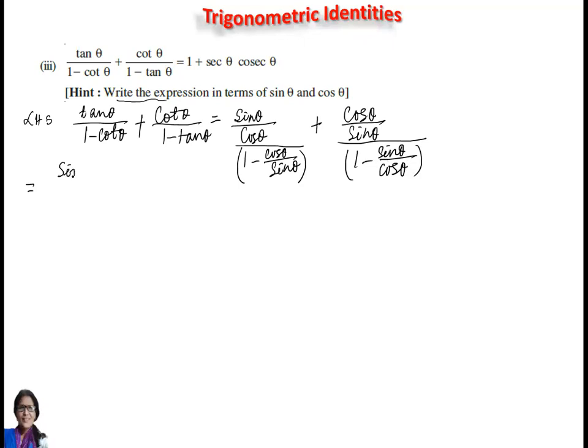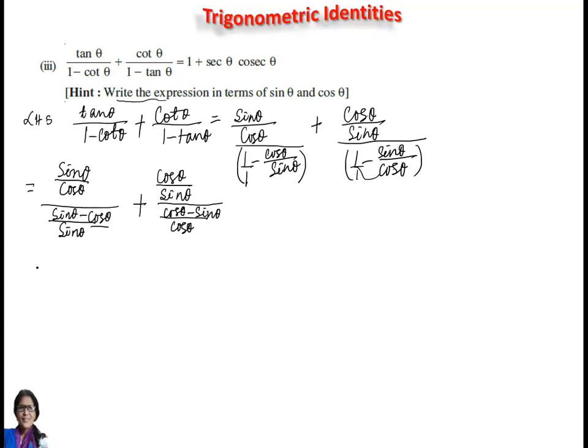First I am doing this denominator because it needs more simplification. Sin theta by cos theta, the numerator part, I wrote; the denominator I am simplifying. Sin theta is the LCM. Here 1, sin theta will be multiplied with 1: sin theta minus cos theta. Plus here cos theta by sin theta is the numerator. I am simplifying the denominator. Here cos theta will be the LCM. Cos theta will be multiplied with 1: cos theta minus sin theta.